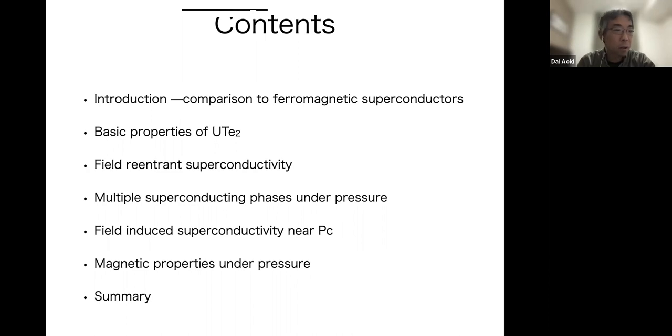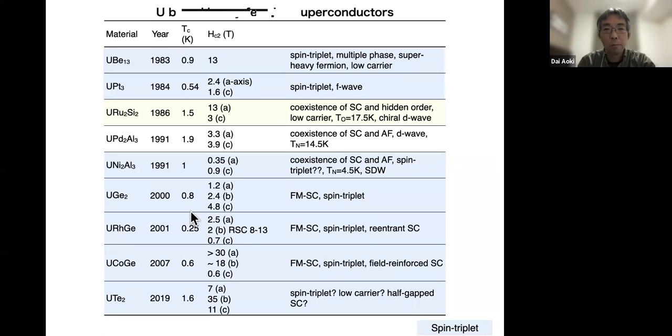As an introduction, I want to show you the list of uranium-based heavy fermion superconductors. Here you can see many interesting materials. The first discovery was UBe13, a long time ago, in 1983. The light blue color means a candidate for spin-triplet superconductivity, so there are many candidates. Here is UGe2, the ferromagnetic superconductor, and URhGe, and UCoGe, and uranium ditelluride is here.